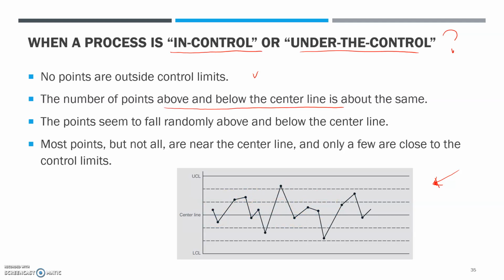And number 3, the points seem to fall randomly above and below. I just mentioned this. And most points, but not all, are near the center line, and only a few are close to the control limit.